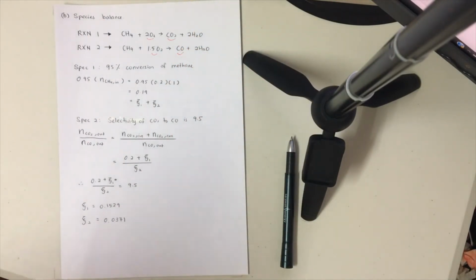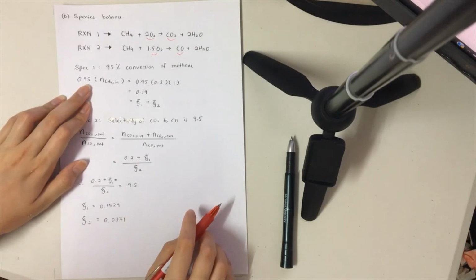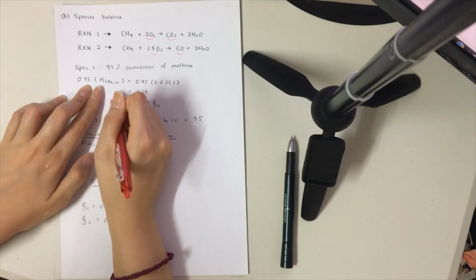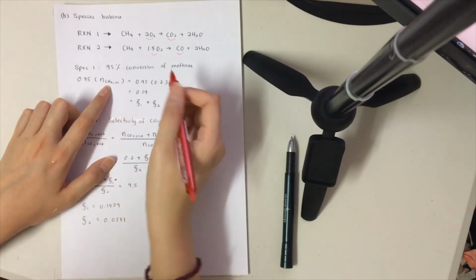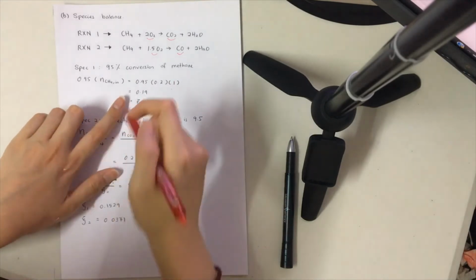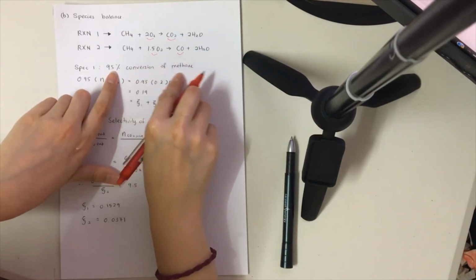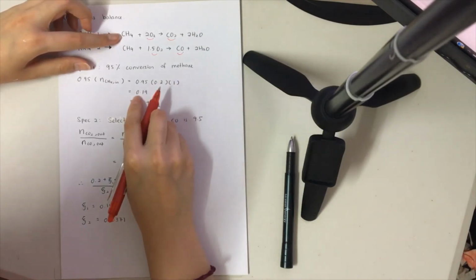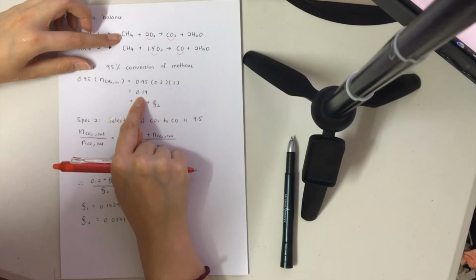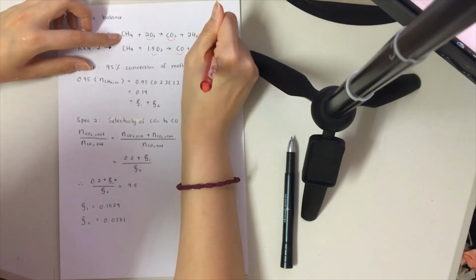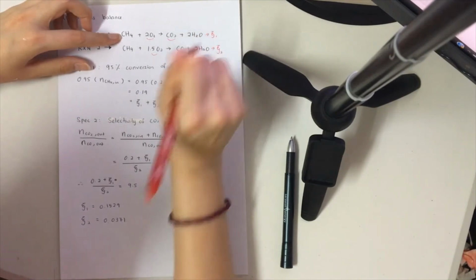So specification number 1, 95% conversion of methane. That means 0.95 is multiplied by the number of moles of CH4 going in, and that gives us 0.19. Again, this is the overall conversion for methane, which means the overall for these two reactions. Therefore, this 0.19 here is actually the sum of the extent of reaction number 1 and extent of reaction number 2.